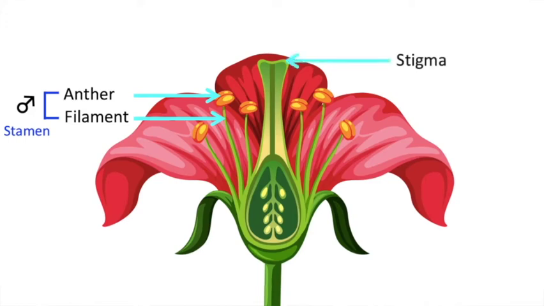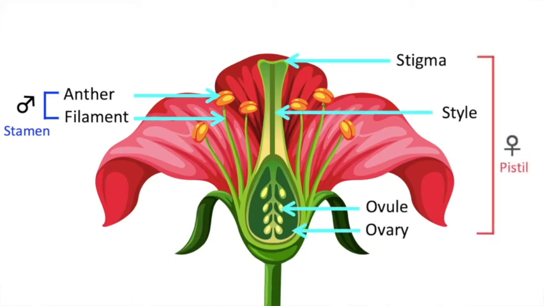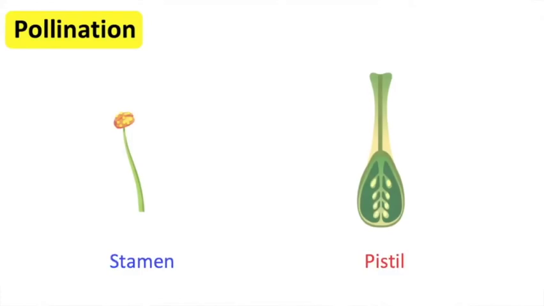The stigma, style, ovary and ovule are the female parts of a flower. We call this the carpel or pistil. First, pollination occurs. This is the process in which pollen from one plant is transferred onto the stigma of another plant.